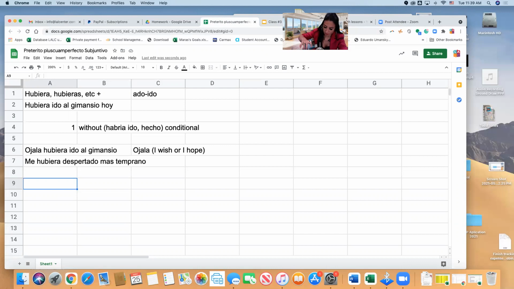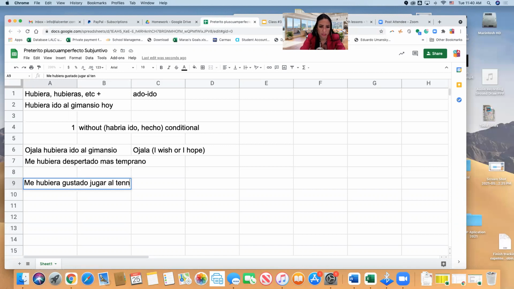This year, me hubiera gustado jugar al tenis. I wish I could have played tennis. So me hubiera gustado. I mean, I still can play tennis, but by now, we are almost at June, and I haven't played yet, so I have the rest of the year to work on it. So me hubiera gustado jugar al tenis.